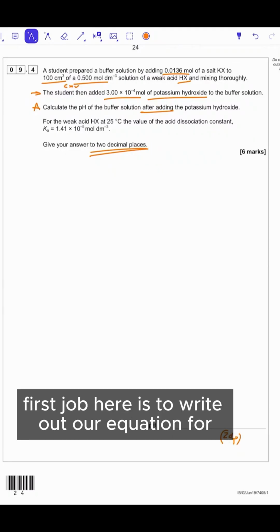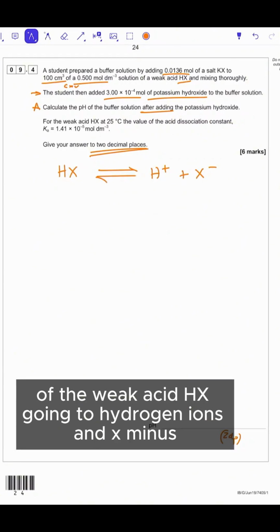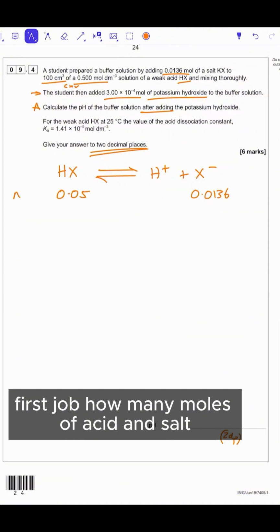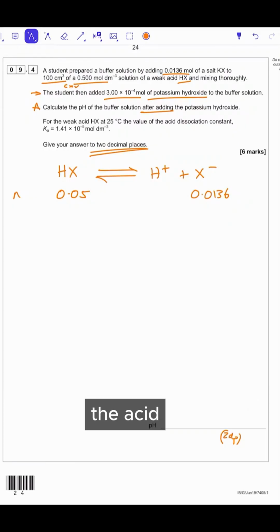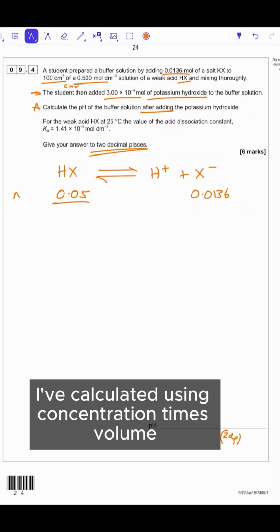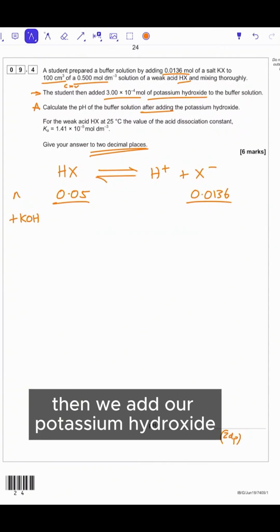So first job here is to write out our equation for our buffer. Now this basically just shows the dissociation of the weak acid, HX, going to hydrogen ions and X minus. First job, how many moles of acid and salt do you have in the buffer solution already? The acid I've calculated using concentration times volume. The salt is given to us in the question. Then we add our potassium hydroxide.